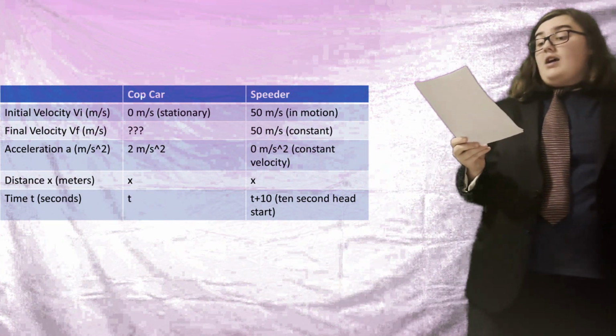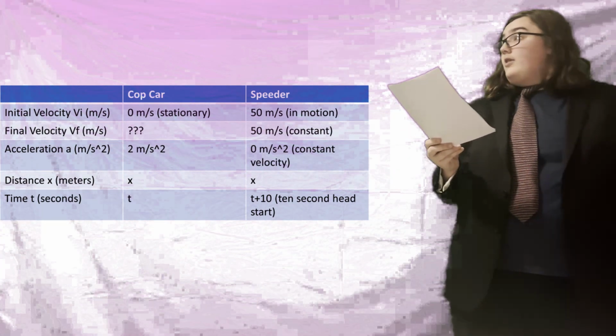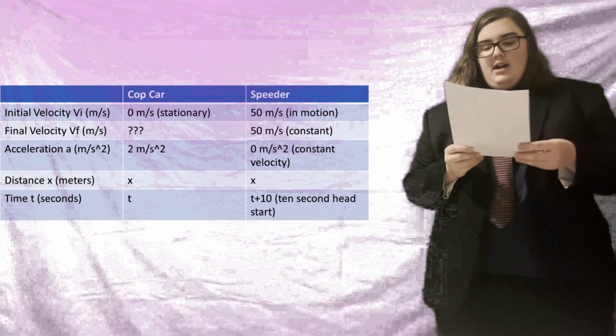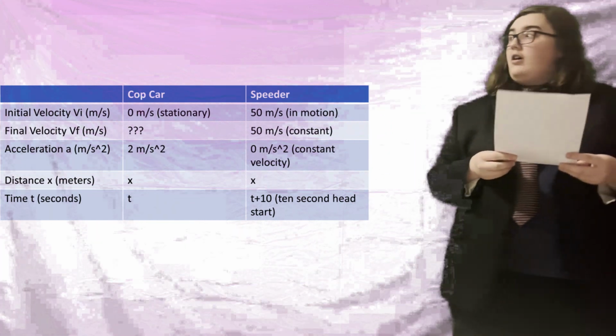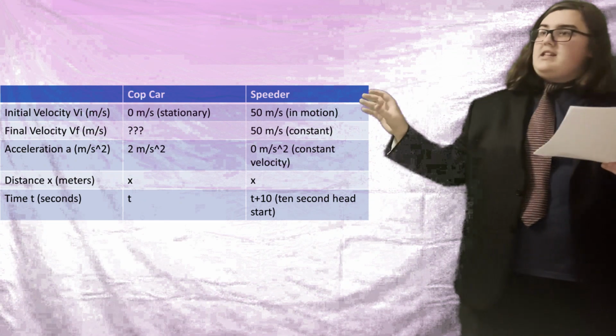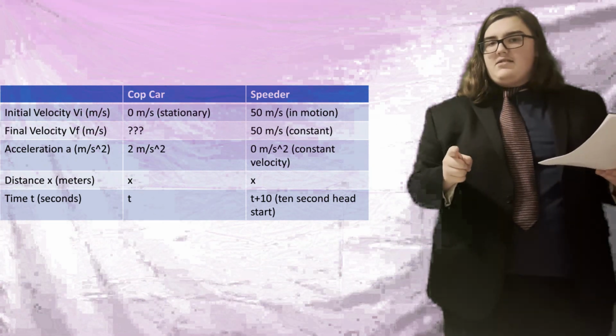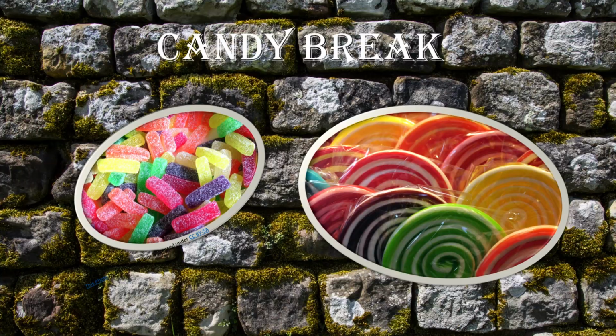The distance it travels, we don't know for either one of them, but they are equal. And the time it takes, for the cop car, that's just t, but for the speeder, it's t plus 10, since that 10-second head start let it travel a lot further.